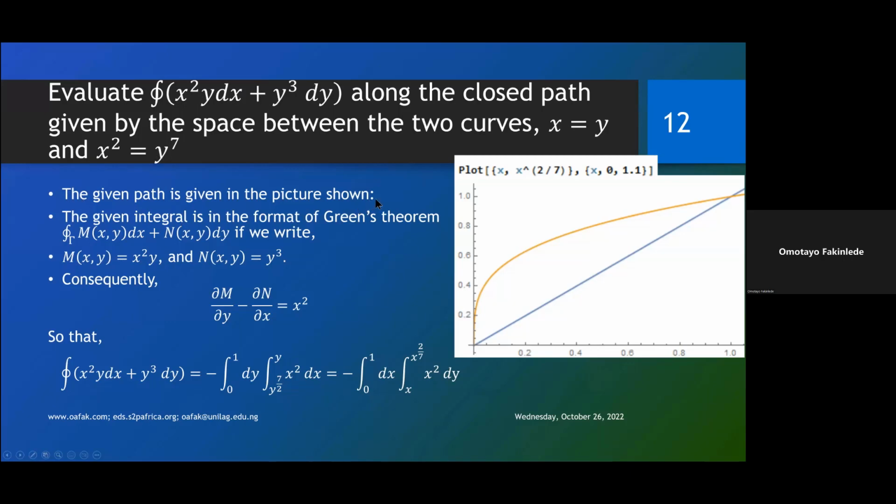So the given path is here, everything is remaining unchanged, except that now you have the lower limit here as y to the power 7 over 2. And that is coming from the fact that x squared is equal to y to the 7th. Okay? So similarly, when you go to the other equivalent integral, you now see that y is equal to x to the power 2 over 7.